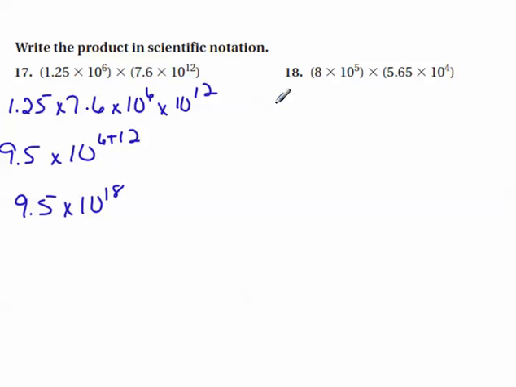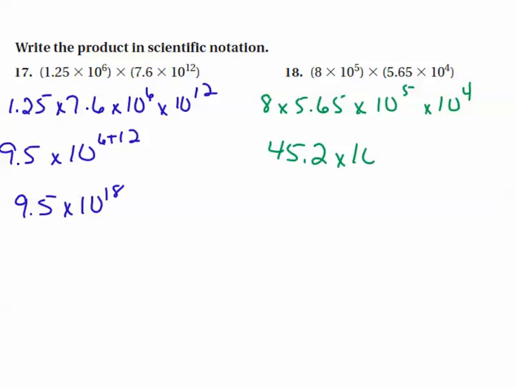So over here, we'll group the coefficients just like before. We'll group the 8 times the 5.65, and we'll multiply that by 10 to the 5th times 10 to the 4th. And 8 times 5.65 gives us 45.2 times 10 to the 9th.